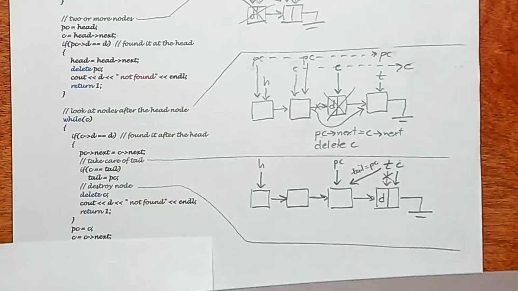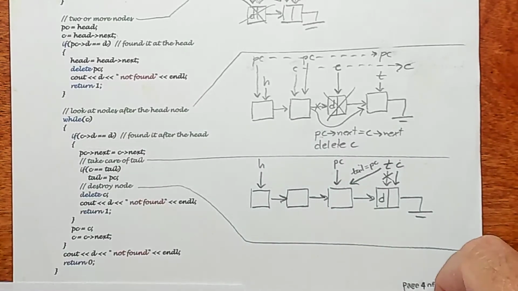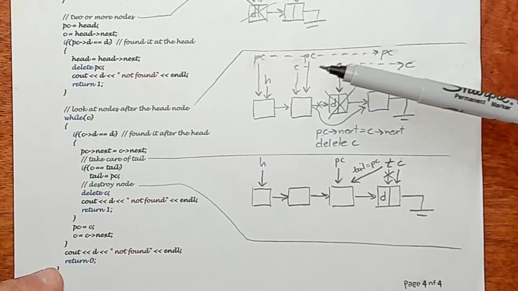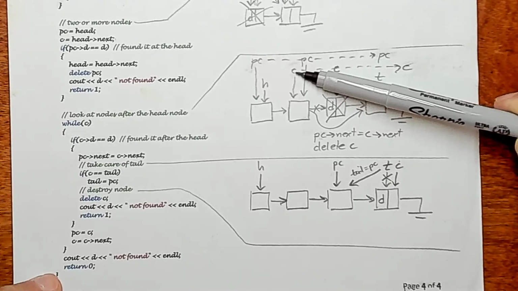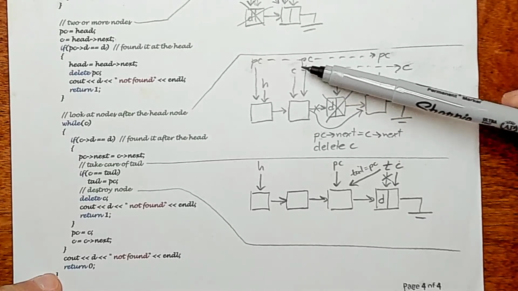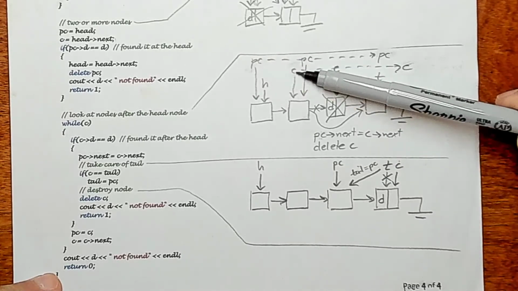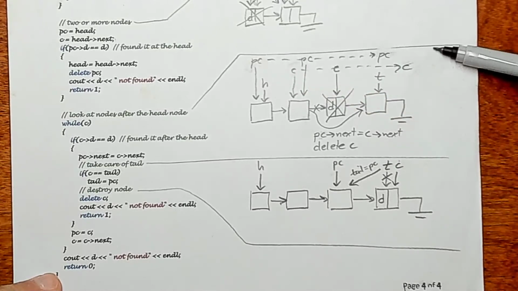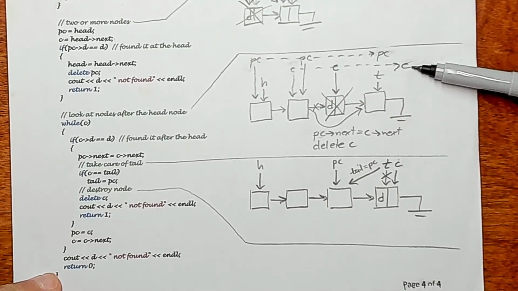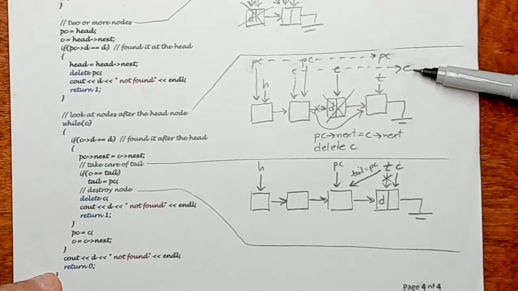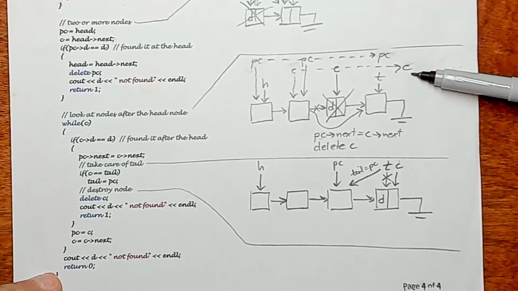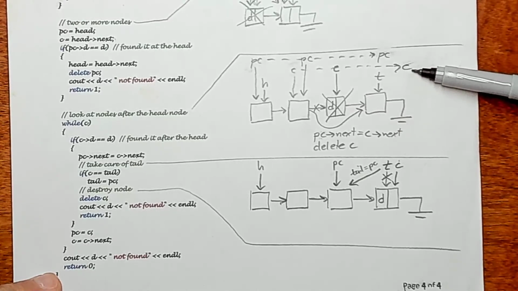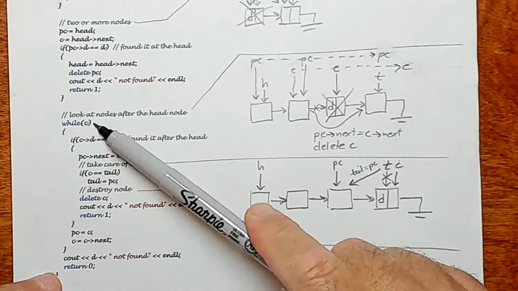So we have to look for the data. Basically we have to walk the PC pointer and the C pointer all the way down to the end of the list. So the loop will terminate when C falls off the end of the list, or when C becomes 0. So that's this while C that terminates the loop.